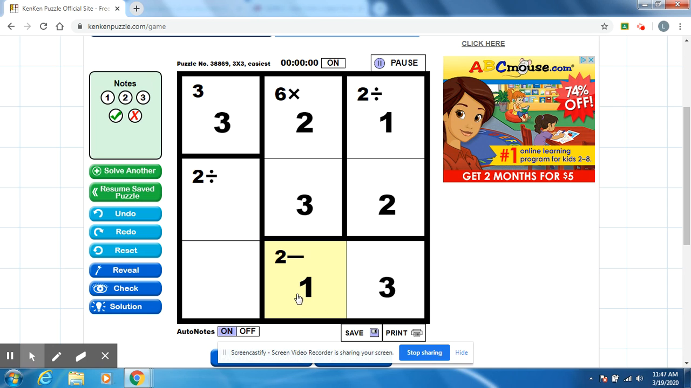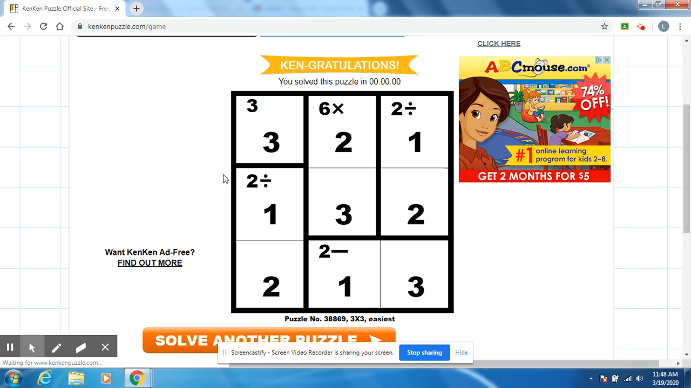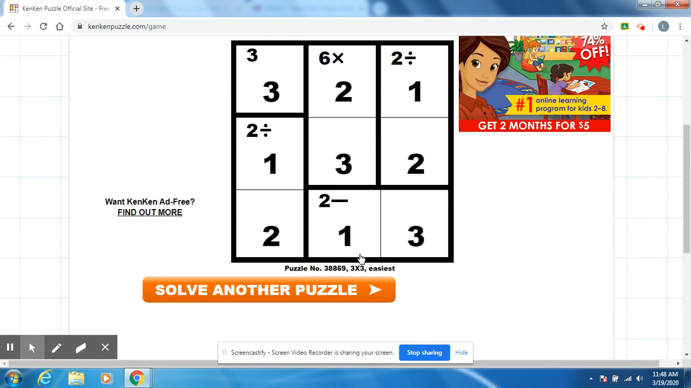So in this row, we have a 1 and a 3, so we need a 2. And then again, we're dividing. 2 divided by something is 2. Well, it's got to be 2 divided by 1. And there we go. It's solved.